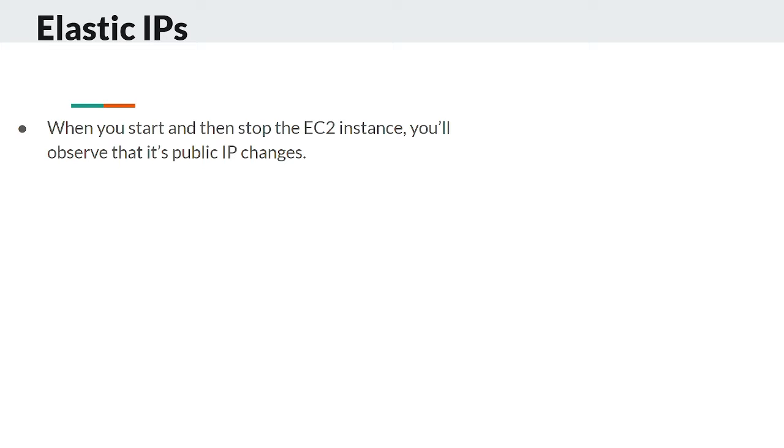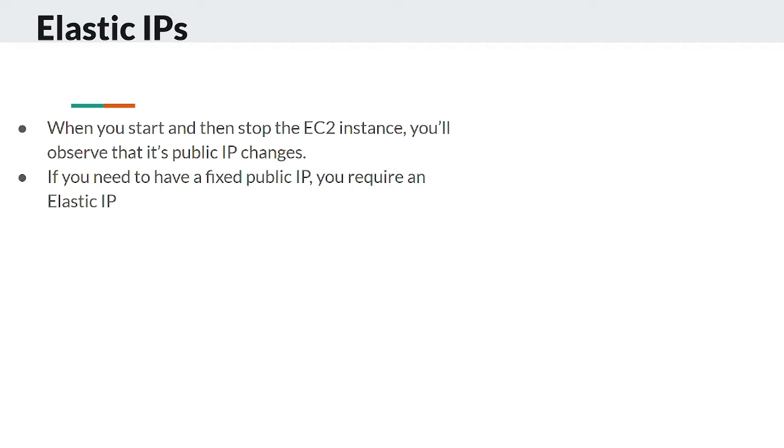Whenever you start and then stop the EC2 instance, you will observe that its public IP changes. It gives you different values whenever you start and stop the EC2 instance. And if you need to have a fixed public IP address, then you require an elastic IP.